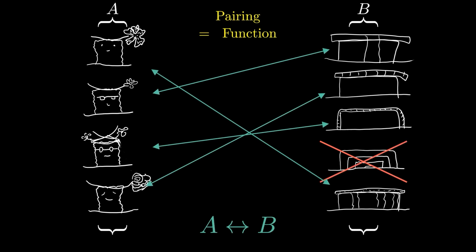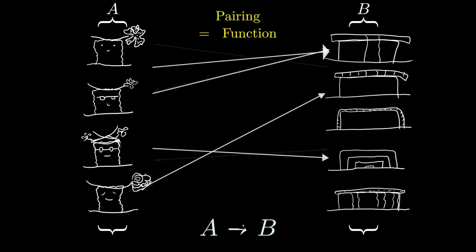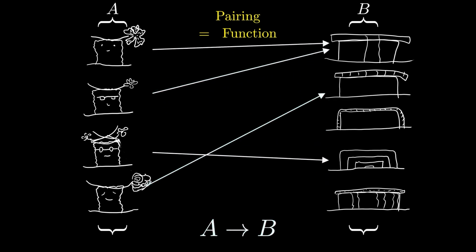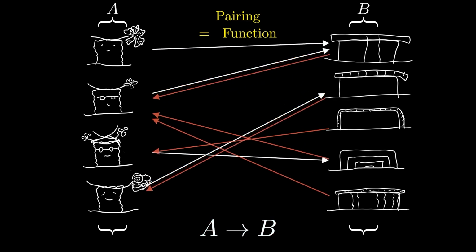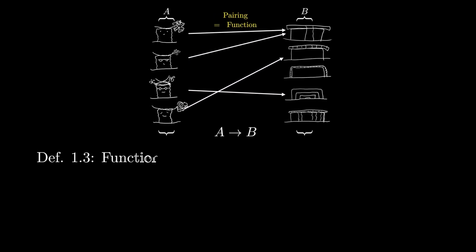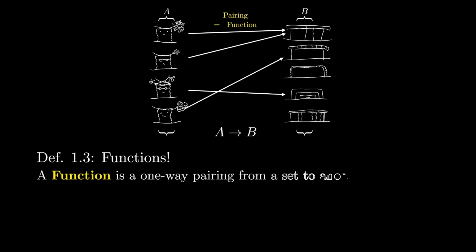And you see why it's preferable to define function as a one-way pairing rather than defining them as a two-way pairing. If it was a two-way pairing, then there must be the same amount of elements in one set as in the other set. But here, the set B has more elements than A. So functions go in one direction, and here the function travels from A to B. Our definition so far is as follows. A function is a one-way pairing from a set to another set.